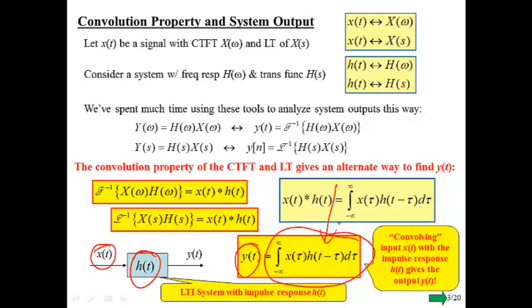So understanding how this integral behaves and how to think about it, how to visualize it, is a key step to understanding how systems work. What this integral is telling us is that if you want to know, say, the output for t equal to 2, you're going to have to replace t with 2 here, do the integration over all time, or all tau values, and you'll get a number, and that number is the output at time 2.